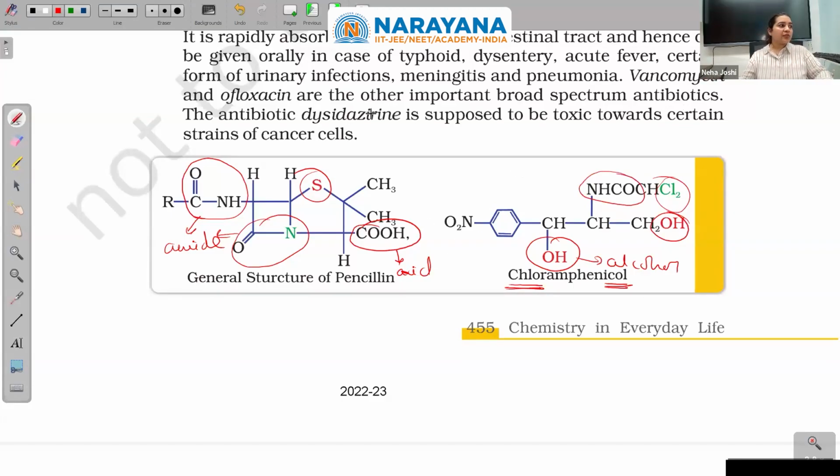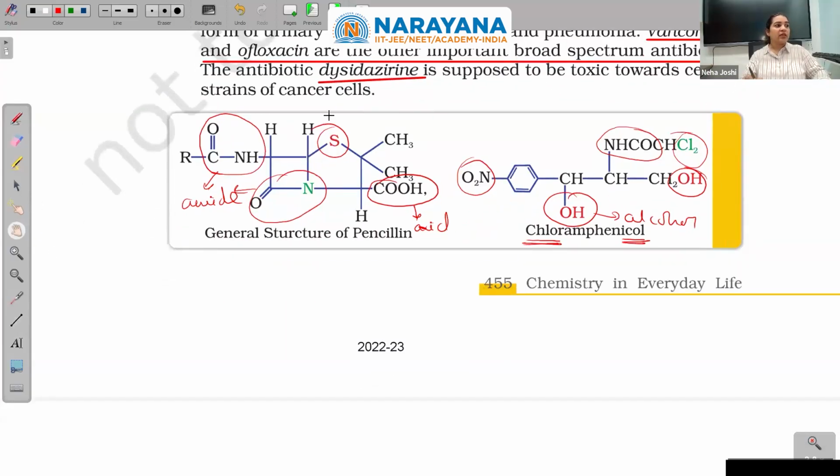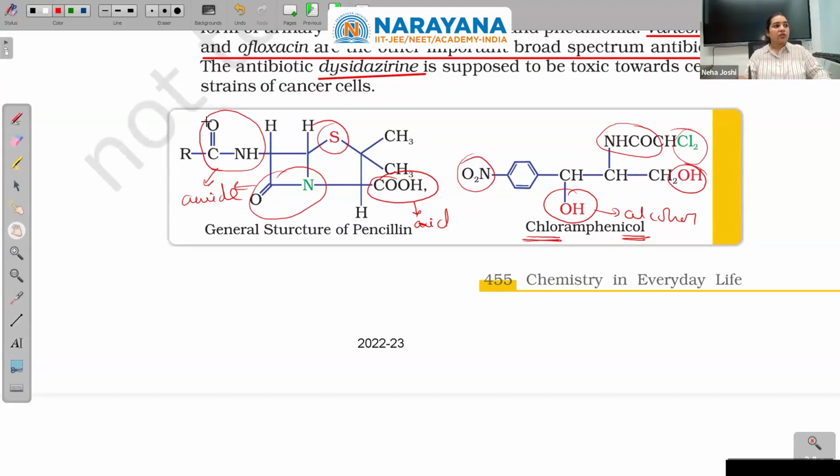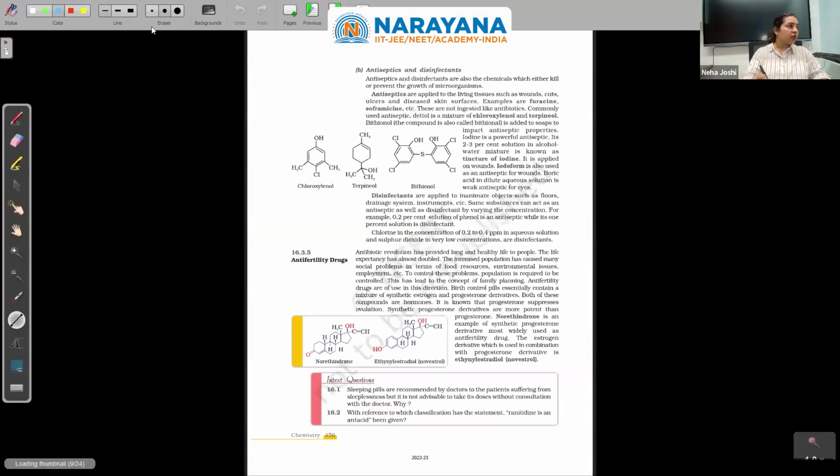Vancomycin and ofloxacin are the other important broad spectrum antibiotics. And the antibiotic dysidazirine is supposed to be toxic towards certain strains of even cancer cells.